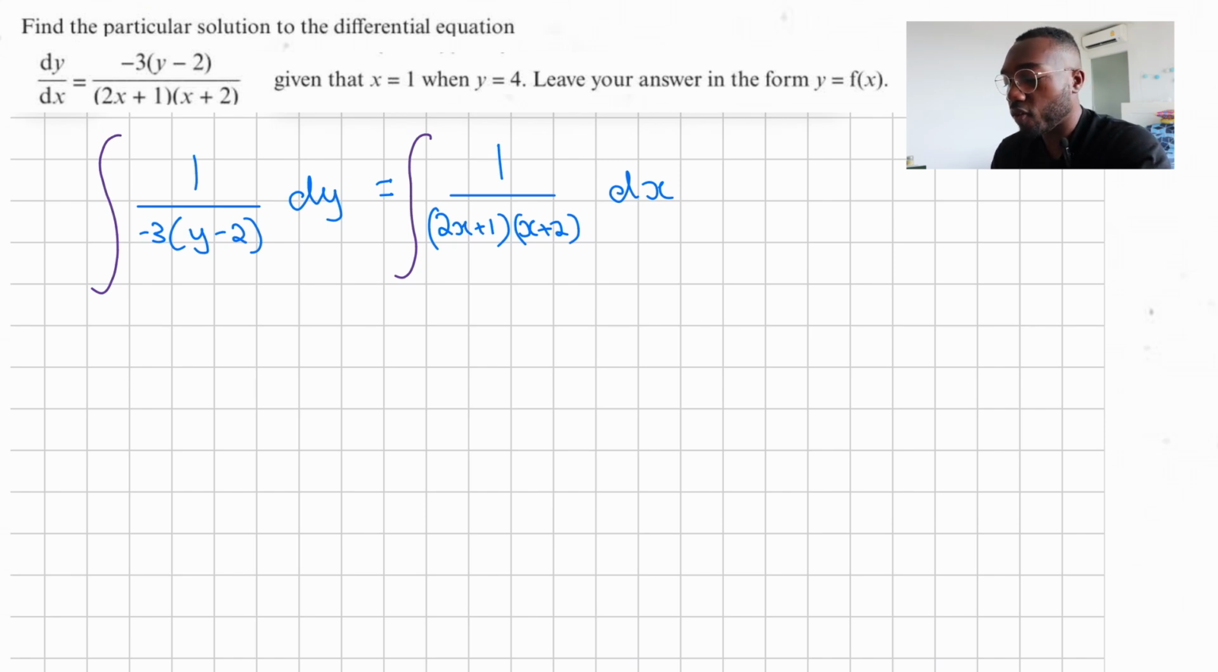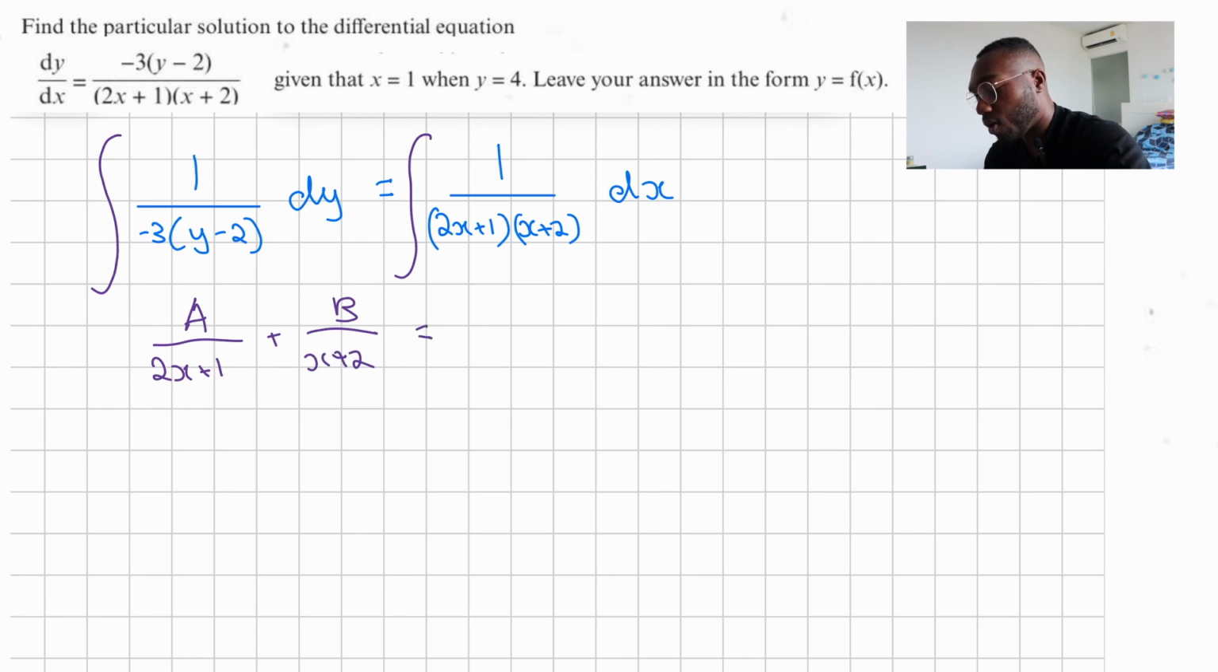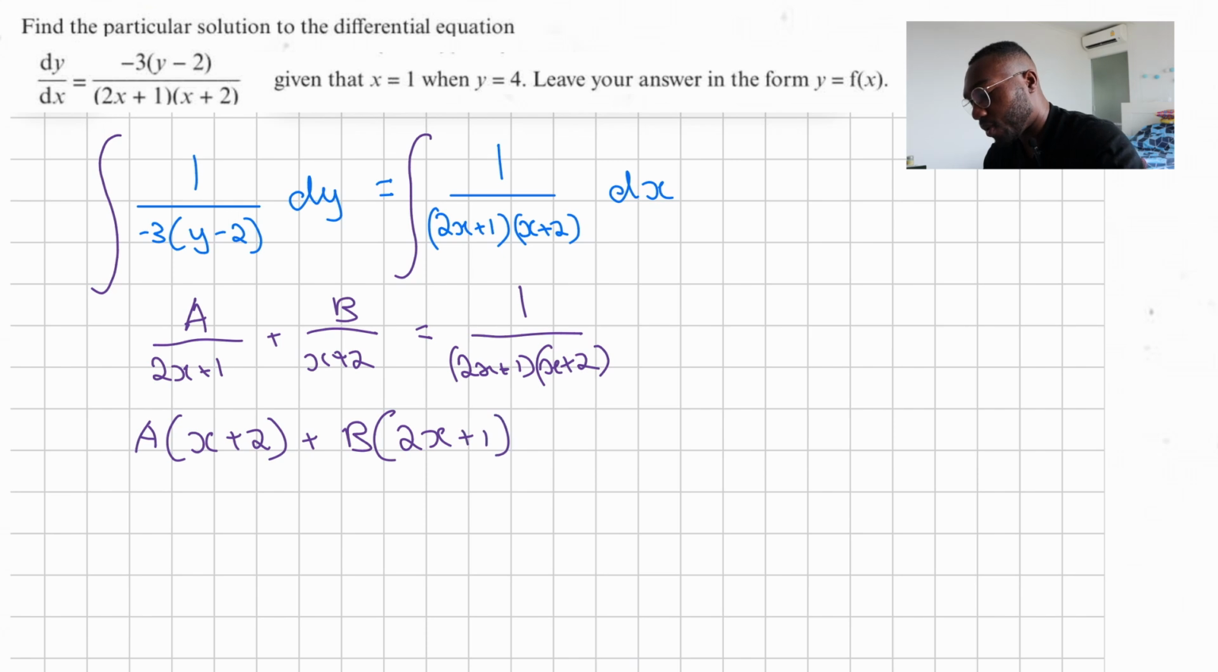One thing we've got to think of is right now we have 1 over (2x plus 1)(x plus 2). We cannot integrate that right now. We need to split that into partial fractions first. So let's do partial fractions on the 1 over (2x plus 1)(x plus 2). That would be A over (2x plus 1) plus B over (x plus 2), and that would equal 1 over (2x plus 1)(x plus 2). So therefore we would get A times (x plus 2) plus B times (2x plus 1), and that would just equal 1.